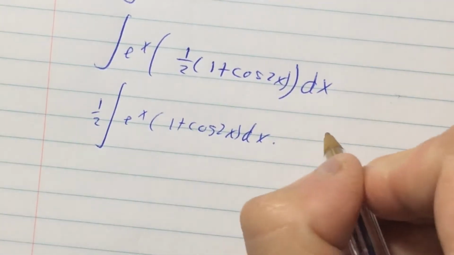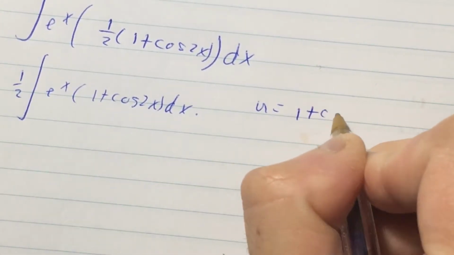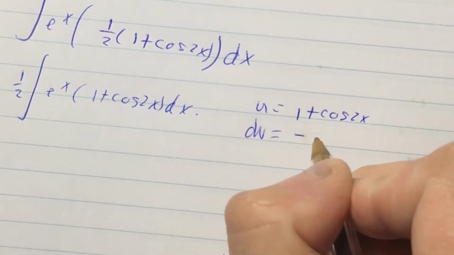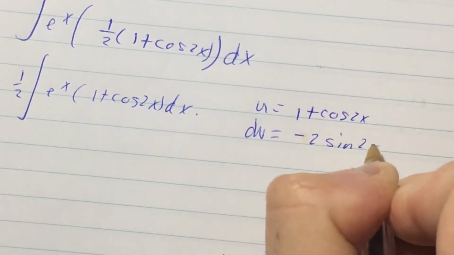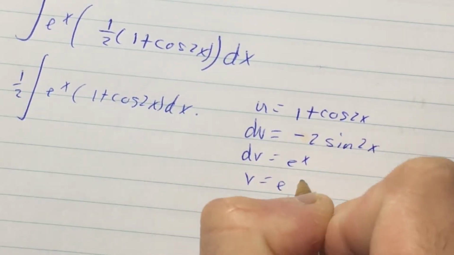Now let's choose our u. Our u is going to be 1 plus cosine of 2x, and then du. Man, I sound like I do not enjoy what I'm doing. But I love this integral. I had so much fun solving it for the first time.